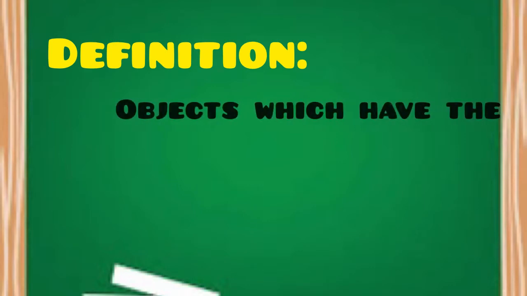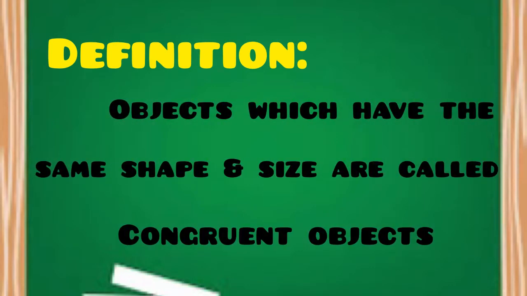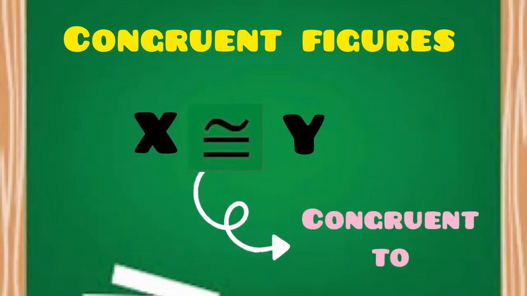The objects which have the same shape and size are called congruent objects, and the relation of the two objects being congruent is called congruency. A plane figure X is said to be congruent to figure Y if X covers Y exactly when superposed over it. Thus we say X is congruent to Y. This symbol is used to indicate congruent to.